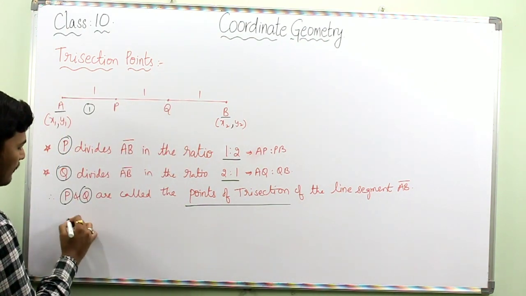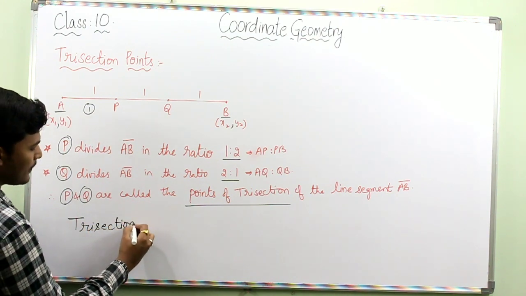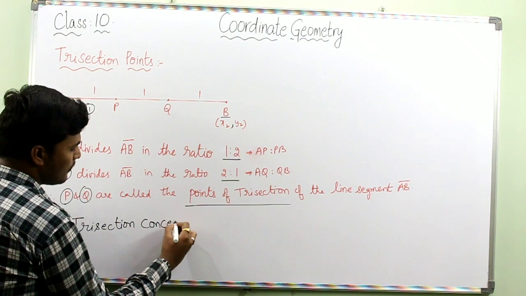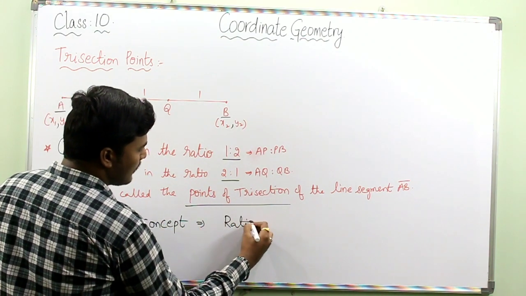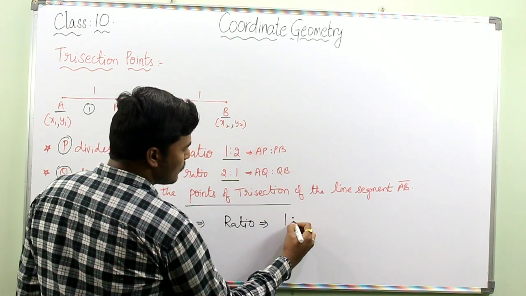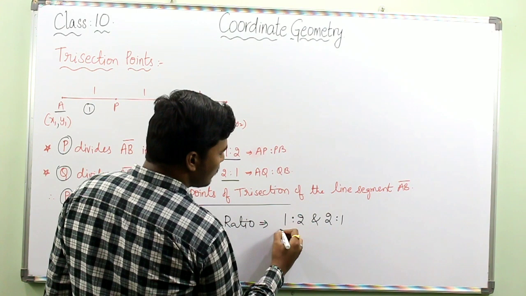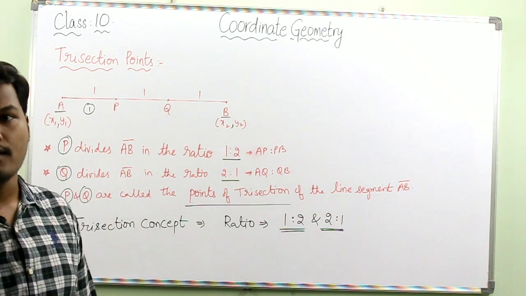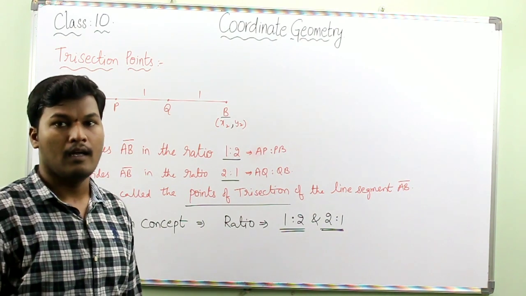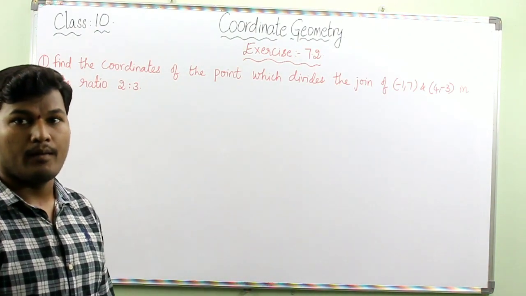So whenever we have the trisection concept, we need to consider the ratio as 1 is to 2 and 2 is to 1. By using these ratios we have to find out the coordinates of the points which are trisecting the line segment. Now let us start exercise 7.2.